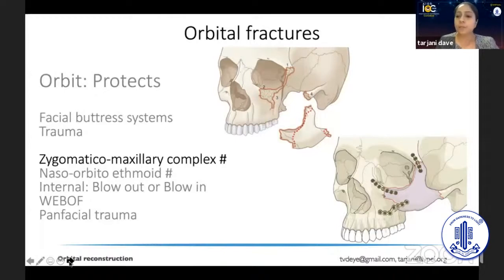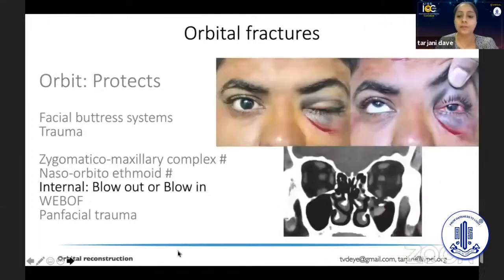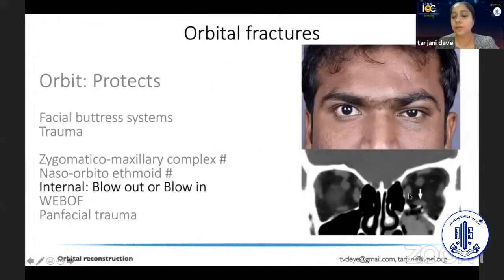Typically, when we talk about orbital fractures, we have the zygomaticofacial maxillary component of fractures. We also have the nasoethmoid fractures, which are more along the central skeleton. You have the blow-in or blow-out fractures, which typically involve the floor of the orbit. This is a blow-out fracture where you see that the contents are prolapsing outwards towards the maxillary sinus, versus a blow-in fracture where you see the contents prolapsing towards the inferior rectus muscle of the orbit.